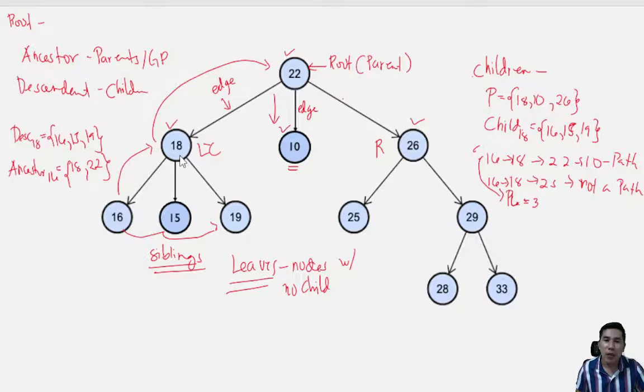Now about 18, 10, and 26. 18, 10, and 26 are siblings. Then 18 is not considered a leaf, and also 26 is not considered a leaf. So only 10 is considered a leaf. What else? We have 25 as a leaf, and 28 and 33 are also leaves.